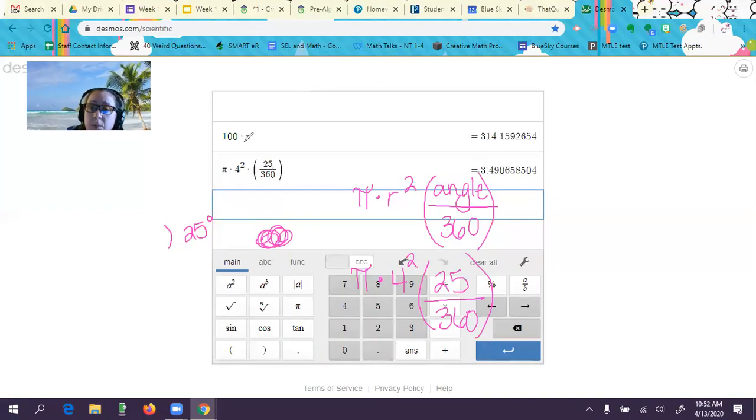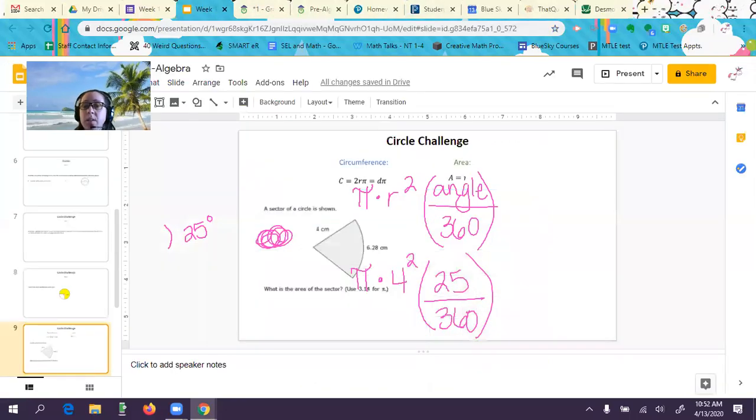Cool. So we are left with 3.49 as my area, which makes sense because it's a small little section.